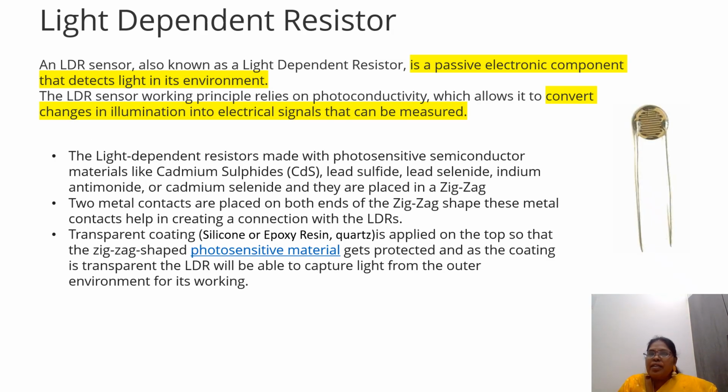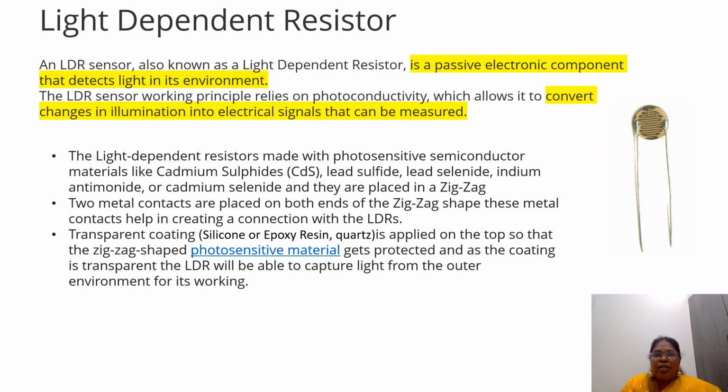So the first one is the LDR, light dependent resistor. Nowadays, if you want to switch the lights on and off automatically, they are using LDR. Whenever a person comes, it will sense and switch on the lights. This LDR is also known as the light dependent resistor.